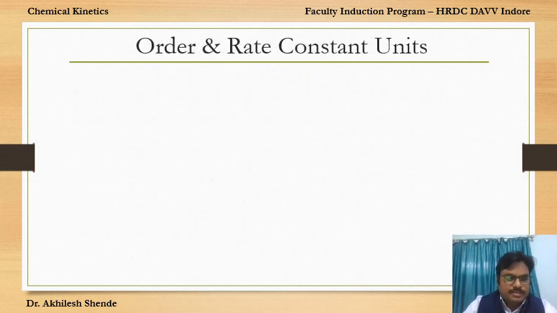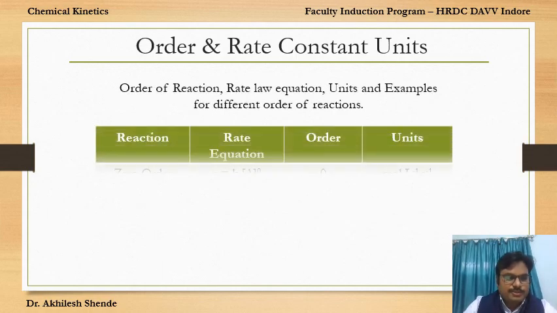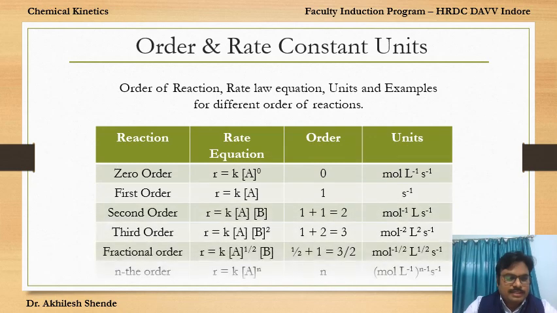Let's see some of the rate constant units for different orders. Here I am showing a table of order and their rate constant unit. For zero order, the rate equation is rate is equal to K concentration of A to the power of 0 and the unit of rate constant is mole per liter per second. For first order, the rate constant unit is per second, and for nth order, it is mole per liter to the power 1 minus n per second.